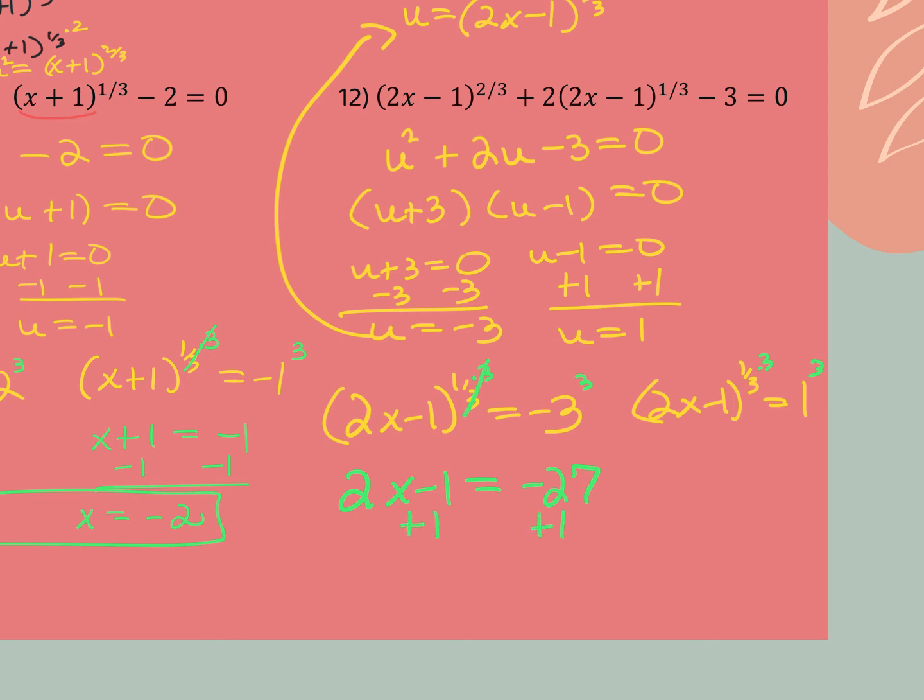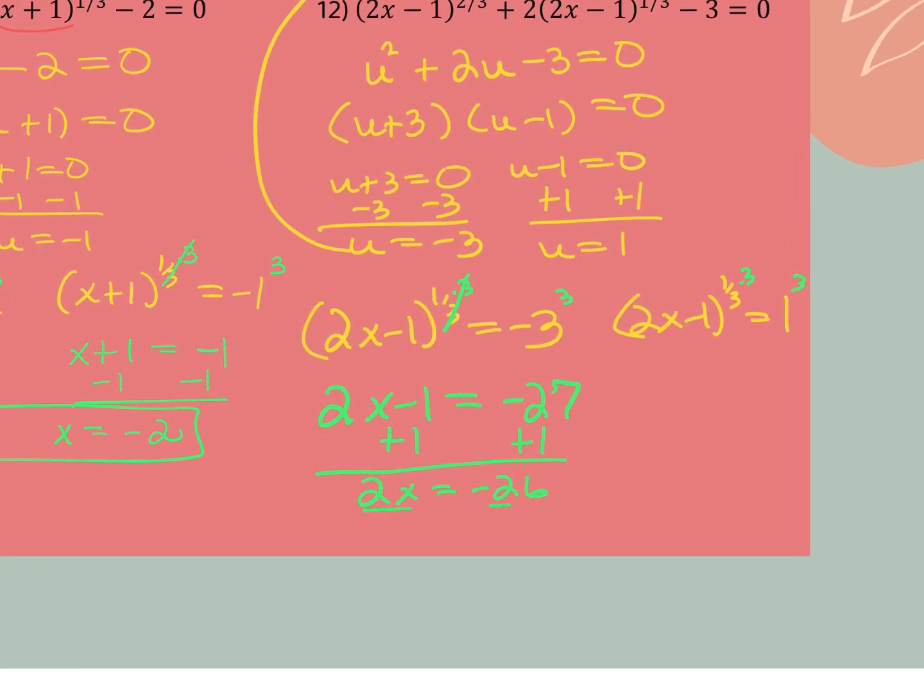I'll add 1. 2x equals -26. Divide by 2. And x equals -13. Do the same thing over here. This cancels. 2x minus 1 equals 1. Add the 1. 2x equals 1. Divide by 2. And x equals 1/2.